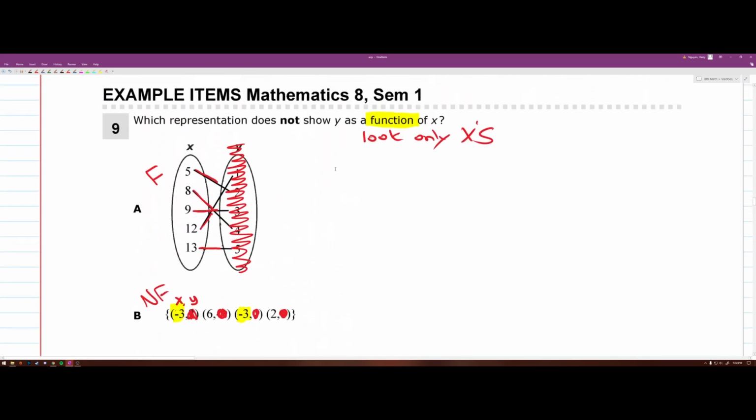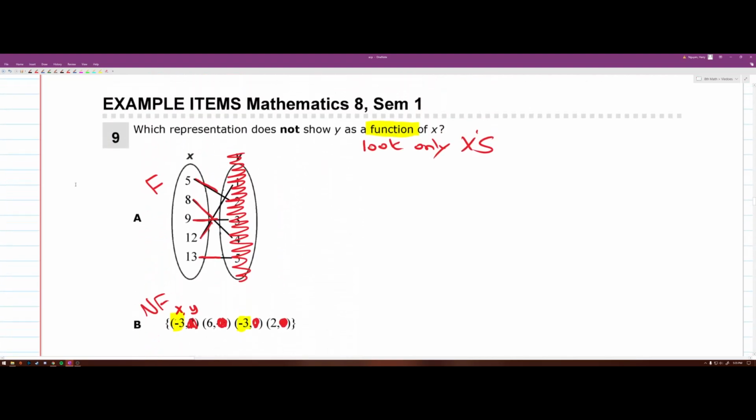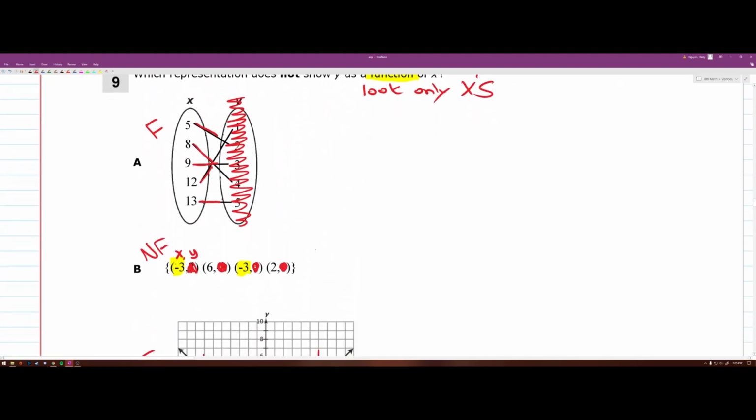So I'm going to scroll back up to the question to see which one we want to do, and it says which one does not show a function. So which one is not a function? And of all of them, the only one that's not a function is answer choice B. That was fairly simple. We're done with question number 9. Let's move on to question number 10.